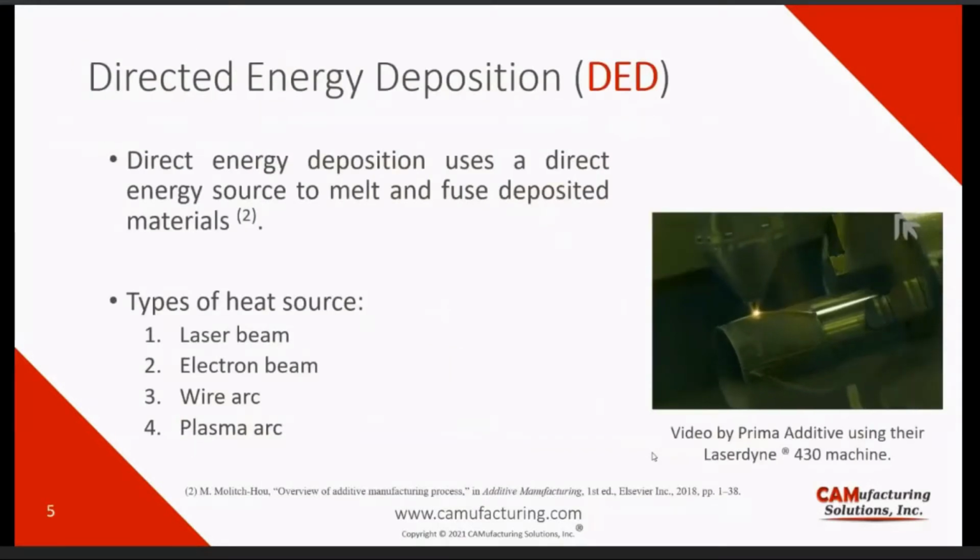So directed energy deposition uses a direct energy source to melt and fuse deposited materials. And it typically has 4 main types of heat sources: laser beams, electron beams, wire arcs, or plasma arcs. And the video to the right here is one by an industrial partner of ours in Italy called Prima Additive. This video shows their Laserdyne 430 machine with a laser head melting and depositing powders onto a substrate.